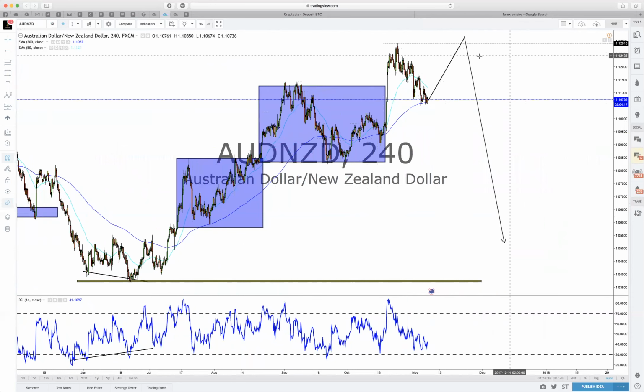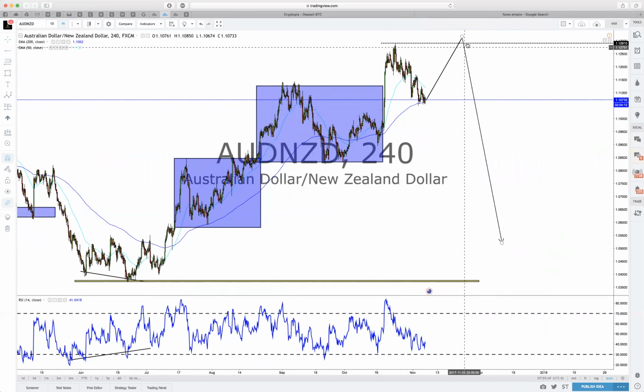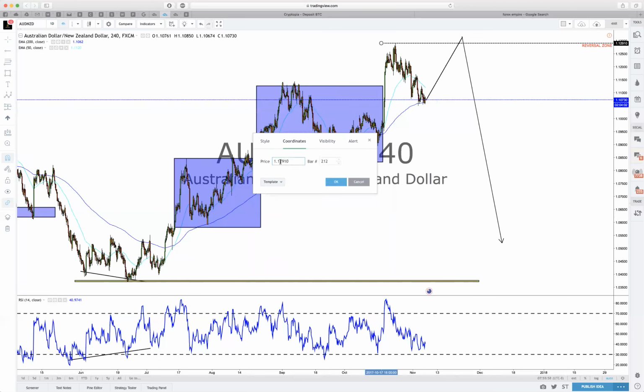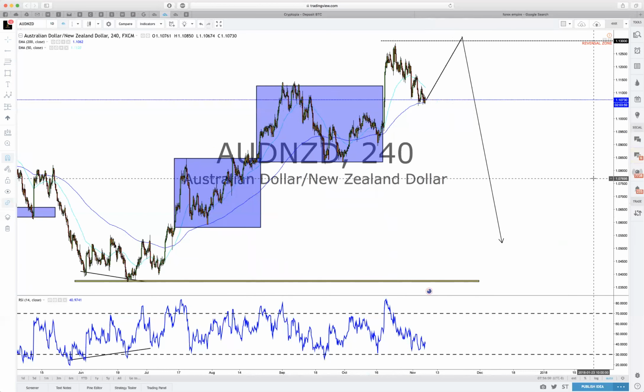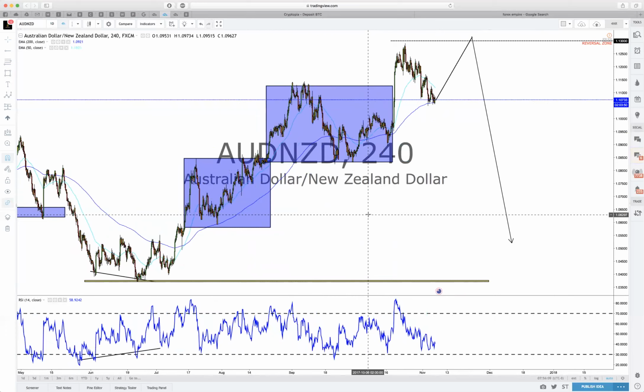Okay, 1.13 is our zone there. That's our zone. So we'll just have to wait. Once it gets there, we can book our profit right here, and that would be a nice trade. Okay, AUDNZD and AUDCAD.